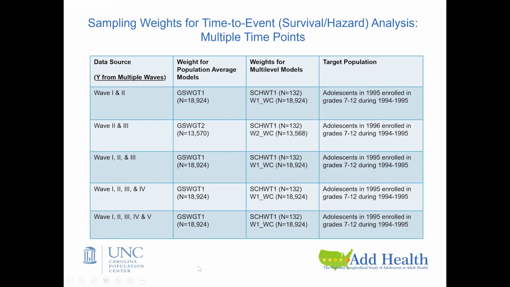However, most of the time, especially when you're looking at using survival or hazard analysis, you're using all the waves of data and tracking some event over time. It could be death, it could be marriage, it could be first pregnancy. And in that case, depending on how many waves of data you use for time to event analyses, you want to use the weight from the wave where they were first observed. This is really the point of first exposure to the risk of the event that you're studying. So if you're looking at time to event and you're using wave 1 and wave 2, you use the grand sample weight, the cross-sectional weight at wave 1.